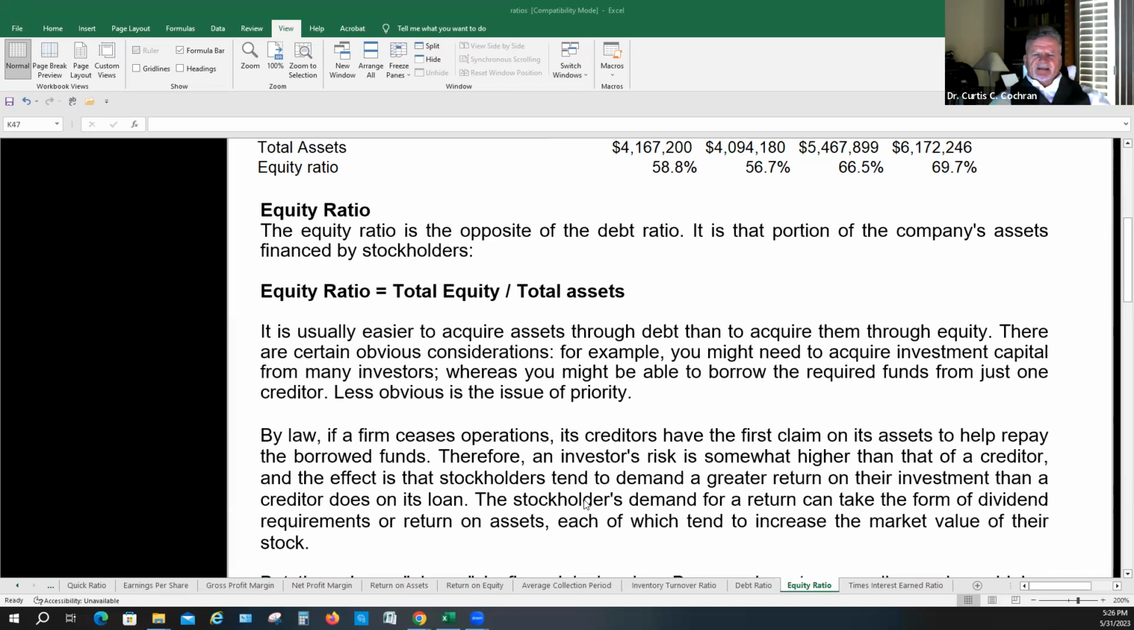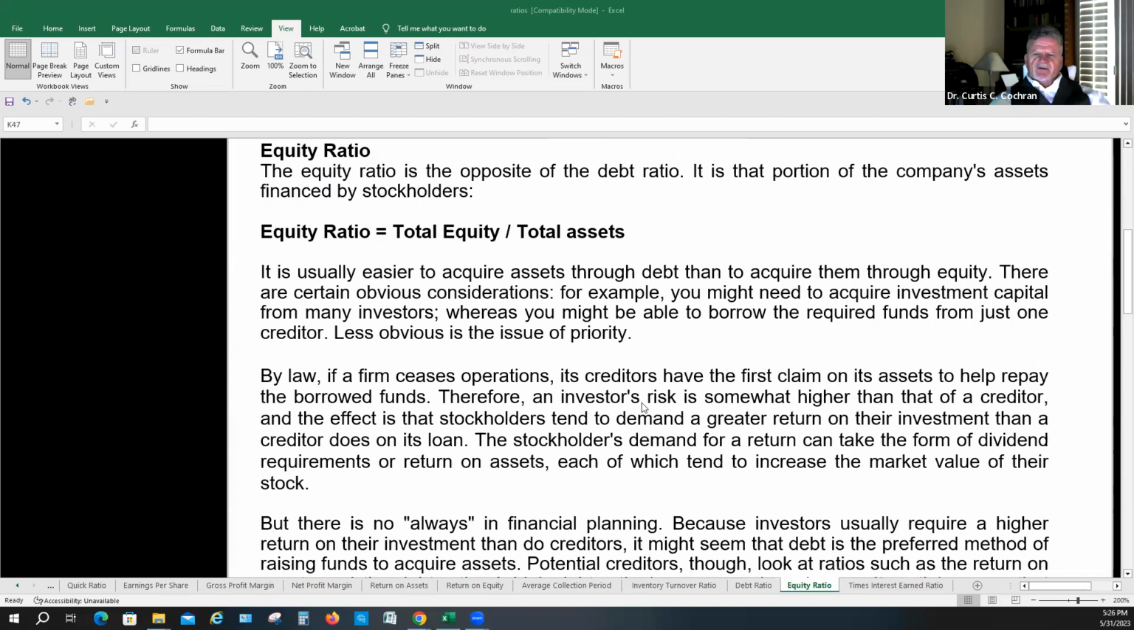A couple of things to consider about this, and I've written this down so we could go through it. It is usually easier to acquire assets through debt than to acquire them through equity. There are certain obvious considerations. For example, you might need to acquire investment capital from many investors, whereas you might be able to borrow the required funds from just one creditor.